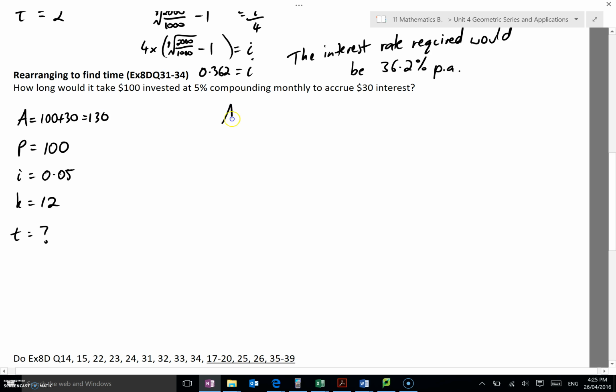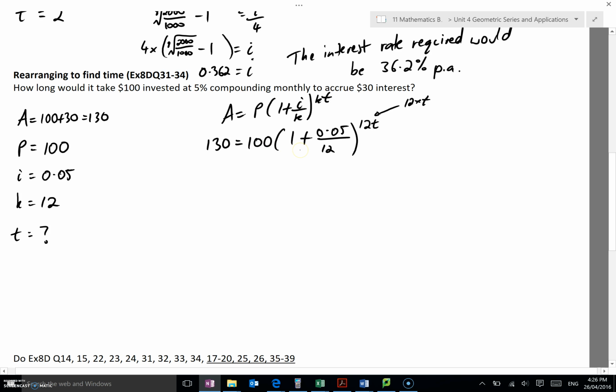Okay, surprise, surprise. I'm going to write the formula and substitute in the values I know. Fancy that. Okay, here's where it gets interesting. The power is going to be 12 times t, which I'm just going to leave as 12t. From here, I need to rearrange for that unknown power.